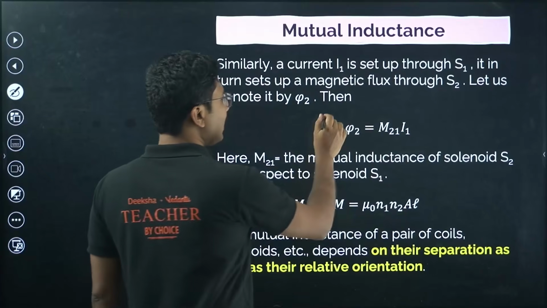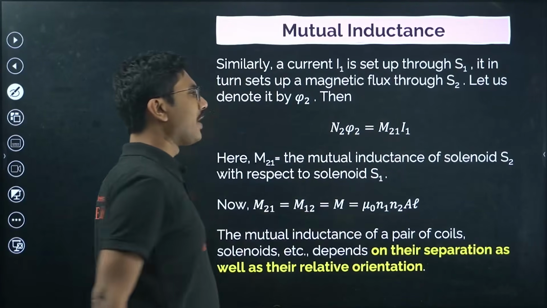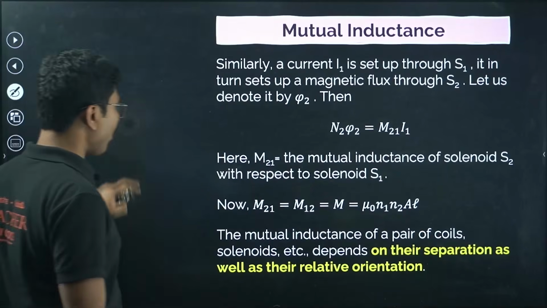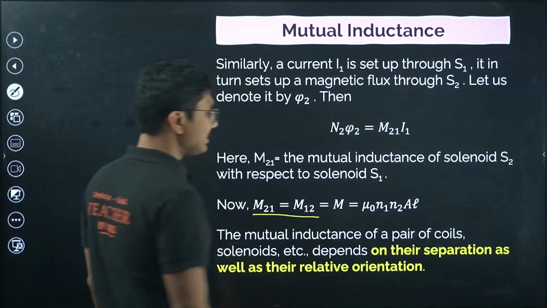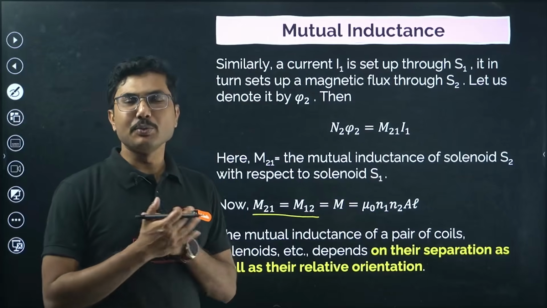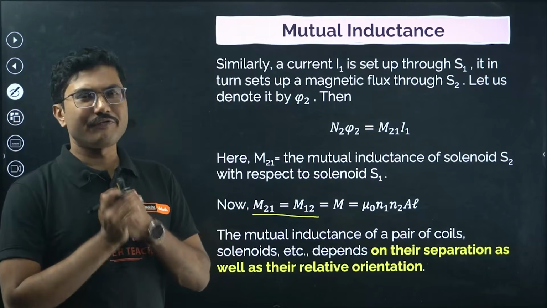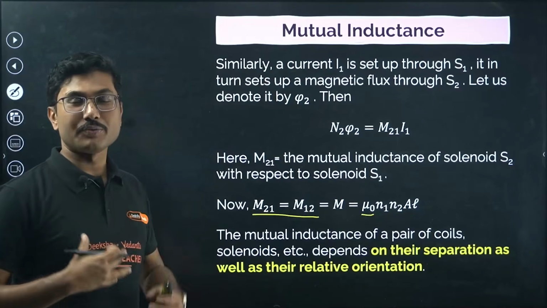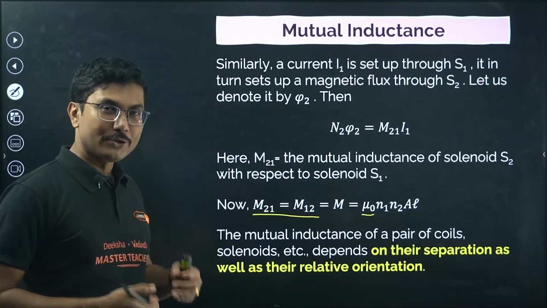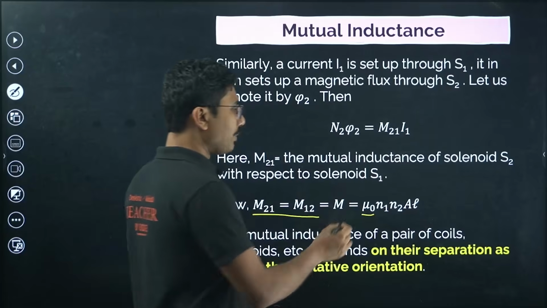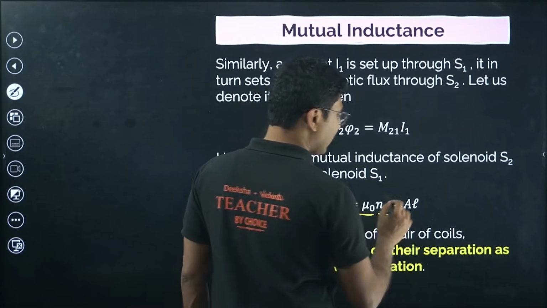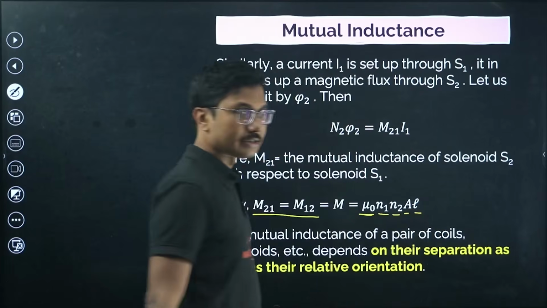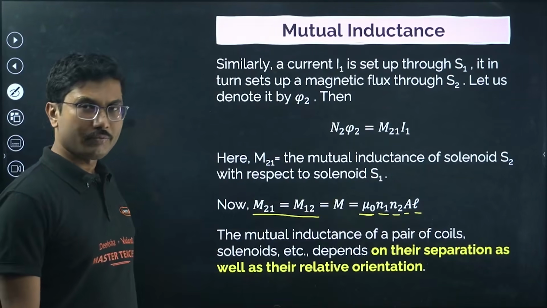Now in this case, the formula is N2 phi2 equals M21 I1, and one very important point is that these two mutual inductances are the same. So mutual inductance between two coils is actually fixed, and it depends on mu naught and what is inside the coil. If you put an iron bar, the mutual inductance will be different. So it depends on mu naught, N1, N2, that is the number of turns in each coil, the area of each coil, and the length of the coils. So this is the general formula of mutual inductance.